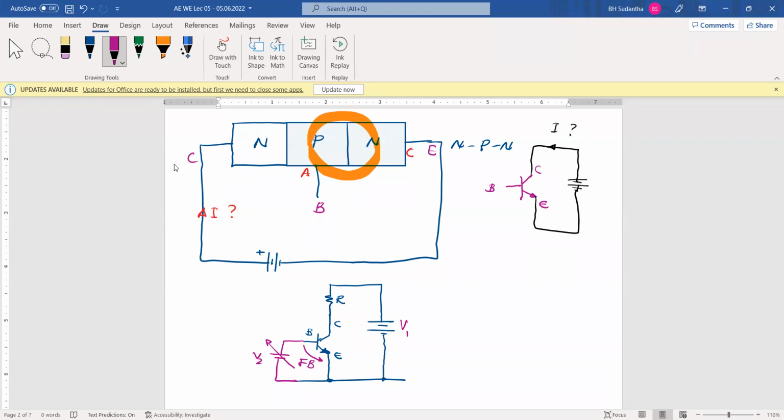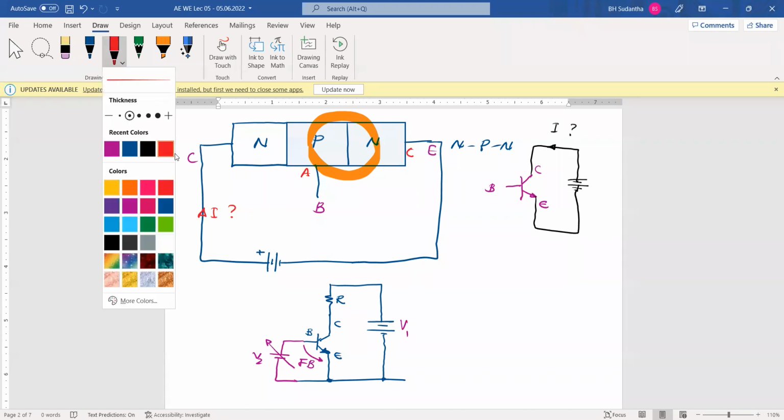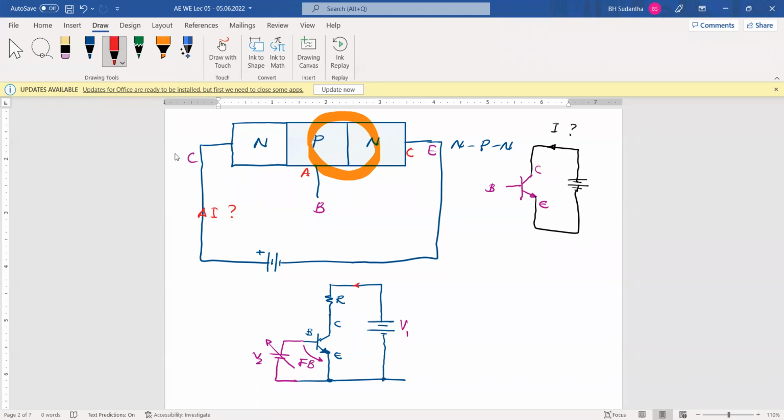When you forward bias this junction, at that time, that is the amazing characteristic of this transistor. At that time, you can see in the external path from collector to emitter, there is current going through this path.